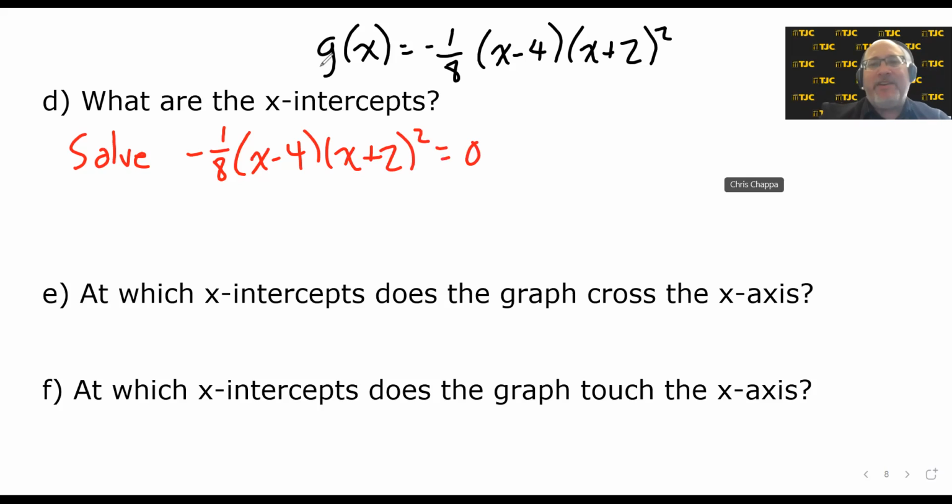But we solve that by setting individual factors equal to 0. Sorry, my name is over there and I can't make it disappear. There we go. All right, so we set each factor equal to 0.